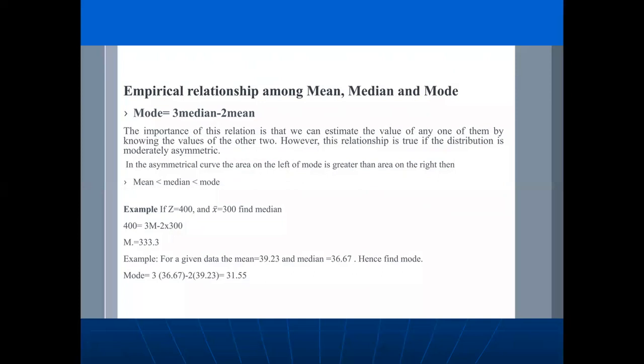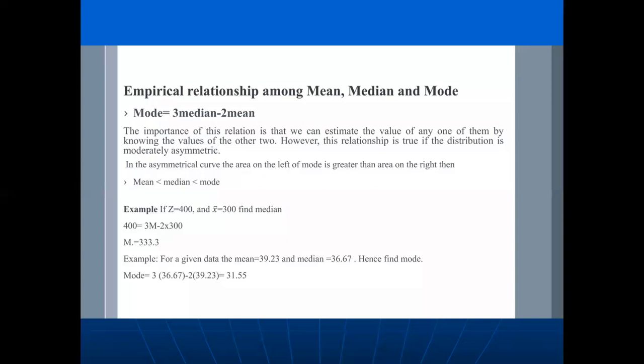So the importance of this relationship is that we estimate the value of any one of them by knowing the values of the other two. That means if you know any two values, the third one you can find out. However, this relation is true if the distribution is moderately asymmetric. So in an asymmetric curve, what happens? The area to the left of the mode is greater than the area on the right side. That means the mean will be less than the median will be less than the mode. So this relationship is established to find out the mode here.